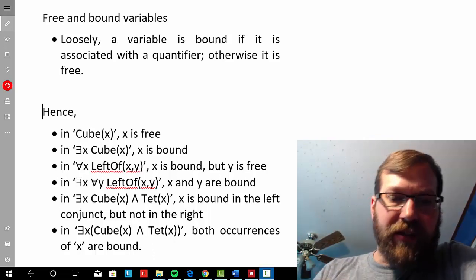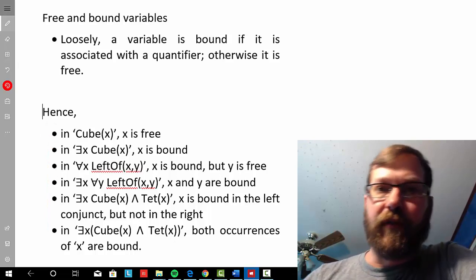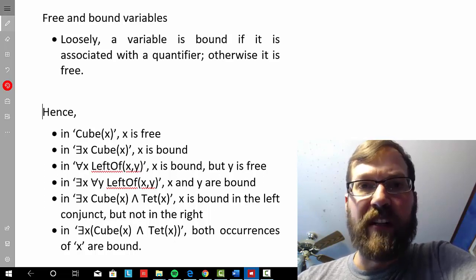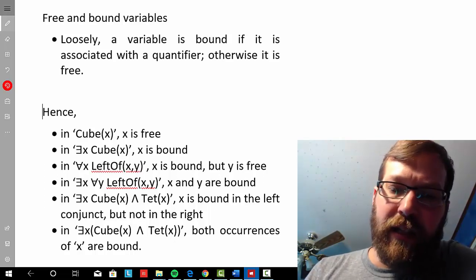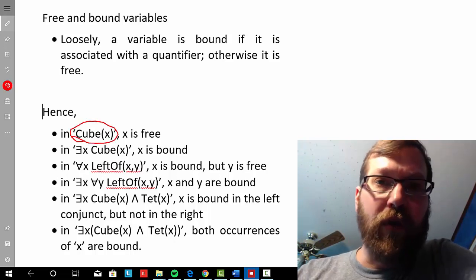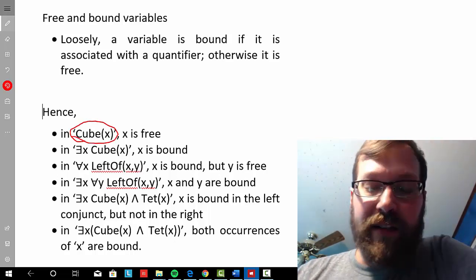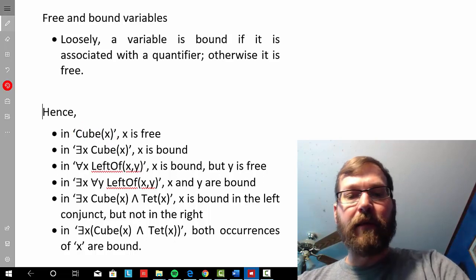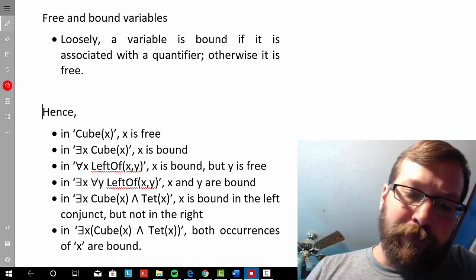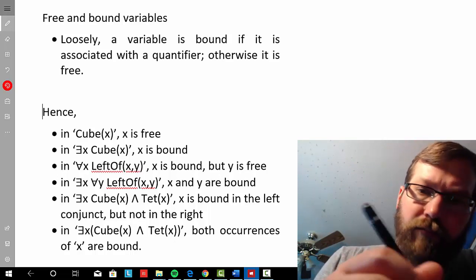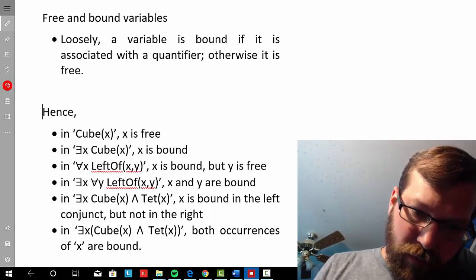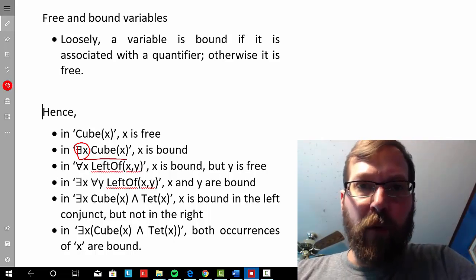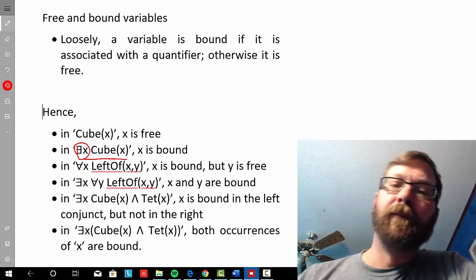So we've got a series of examples here that can help us get an intuitive feel for when a variable is free or when it's bound. In this first case, we have no quantifier whatsoever with that well-formed formula, x is a cube. So in this case, x is free or unbound. But if we take that very same well-formed formula and then put a quantifier out in front of it, because that well-formed formula is now within the scope of that quantifier, x is bound.